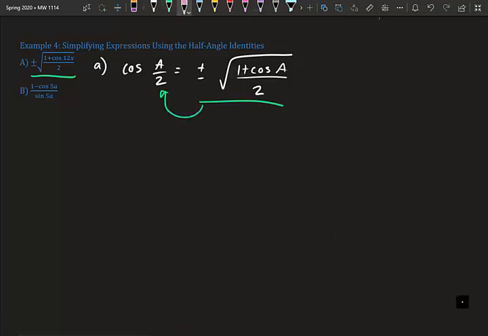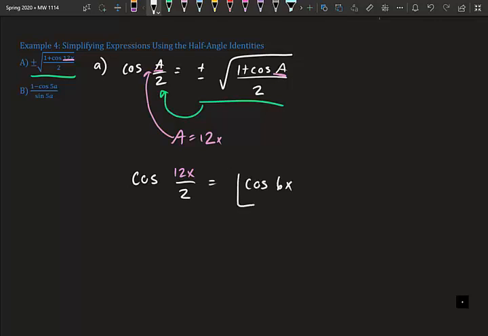All we need to identify is the a. And we have it, it's 12x. So let's plug it in. We have cosine, excuse me, 12x over 2. So we get cosine 6x. And that's it.